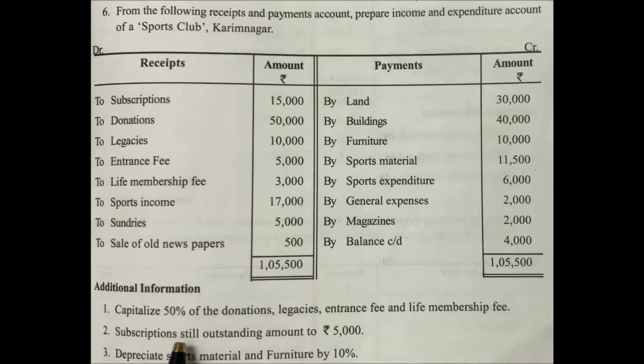Second, subscription still outstanding amounts to 5,000 rupees. Third, depreciate sports material and furniture by 10%. This is the question. Let us see the solution for this.